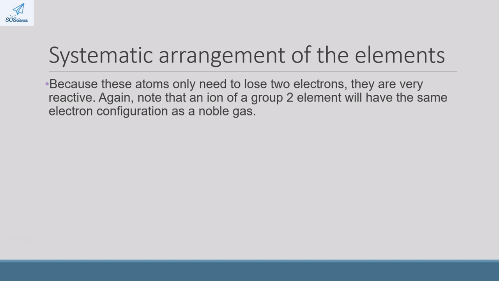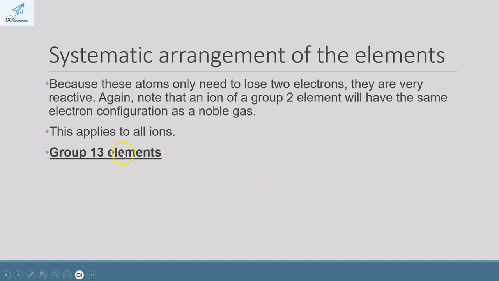Because these atoms only need to lose 2 electrons, they are very reactive. Note that an ion of a group 2 element will always have the same electron configuration as a noble gas, and that applies to all ions. In the next lesson, we'll move over to the p block and we'll discuss group 13 elements.